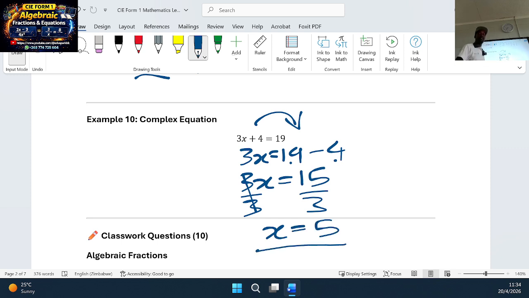I think that's it, folks, for the introduction to algebraic fractions as well as equations.